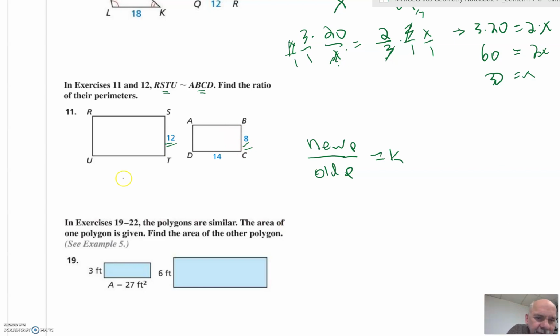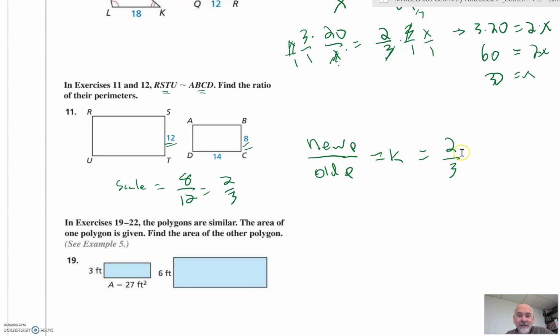So the scale factor is new over old, so that's 2/3. And that kind of makes sense from the picture. Looks like 2/3 is big. So that means the ratio of the perimeters is the new one over the old one, which would be 2/3, because that's the scale factor.